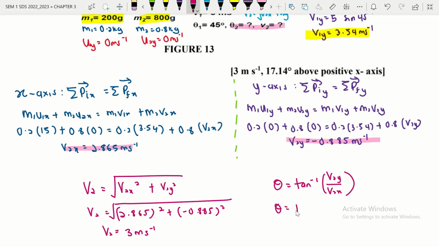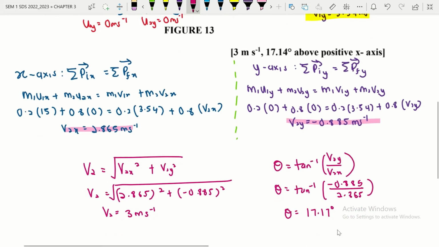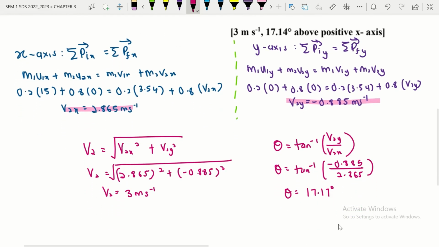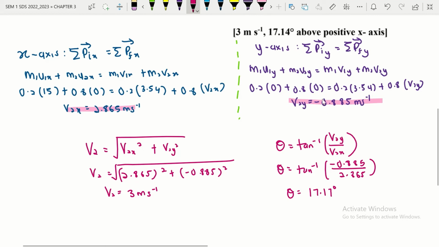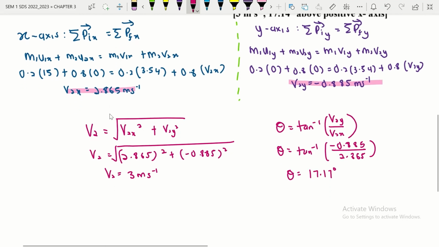Alright, so shift tangent v2y kita adalah negative 0.885 and v2x kita 2.865. So kita akan dapat angle kita 17.17 degree. Kenapa tak ada negatif? Ini adalah modulus, so angle tak akan ada negatif. Okay, sekarang kita kena tahu dia berada di mana, which quadrant. Okay, so look at it, v2y dia negatif. Okay, v2x dia adalah positif.